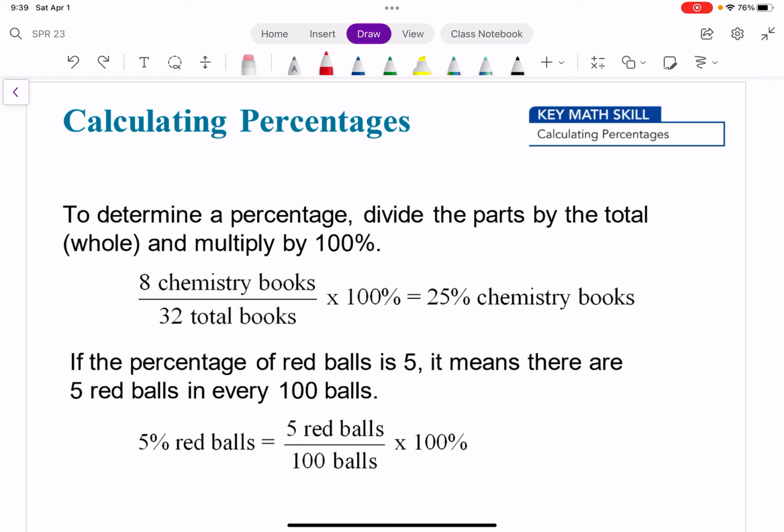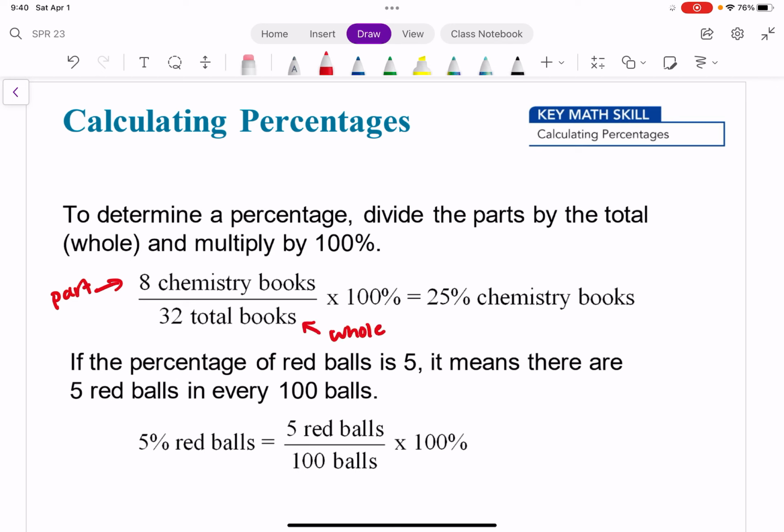Calculating percentages. We're going to do a lot of this in lab especially because we use percentages to figure out percent yield, how much of our substance we get back at the end of the reaction. That's jumping into the weeds a little bit, so we'll talk more about that later, but I just wanted to let you know how we actually apply this. So anytime you're using fractions, remember that you have a part and a whole.